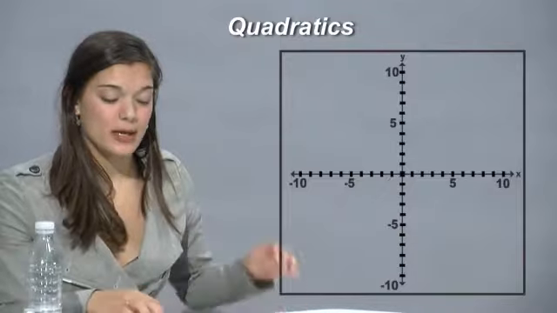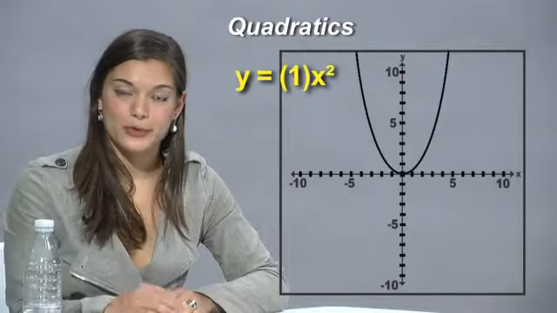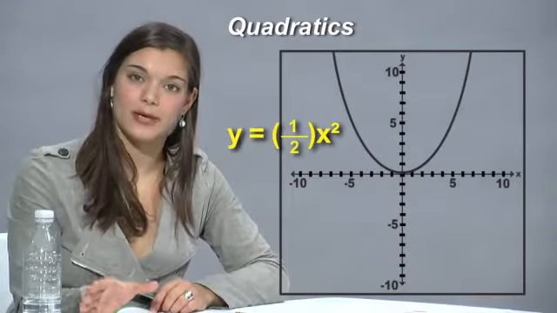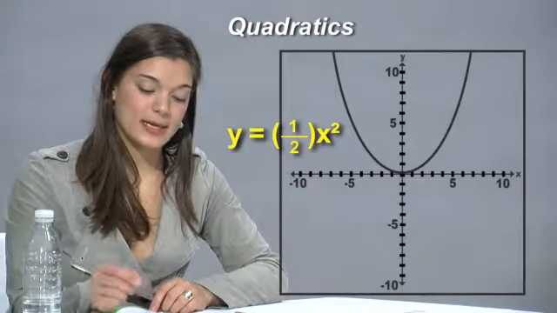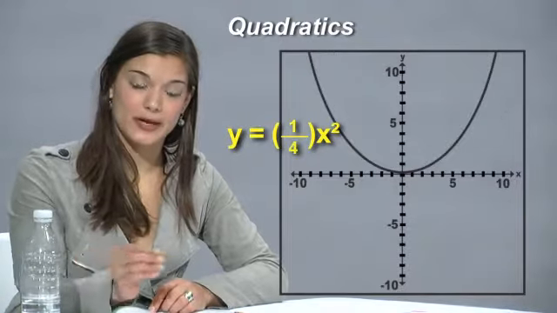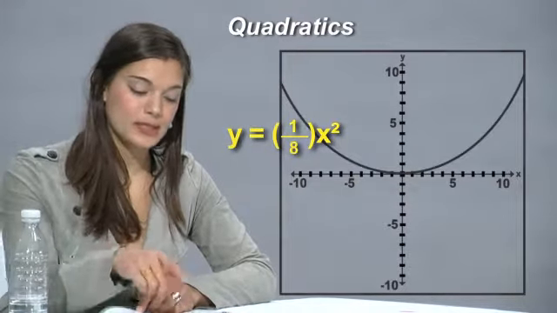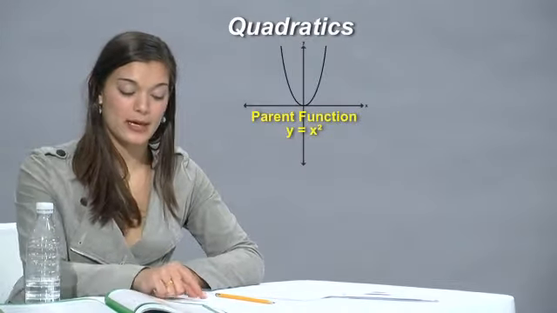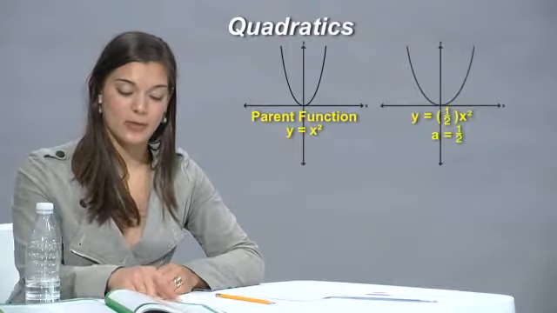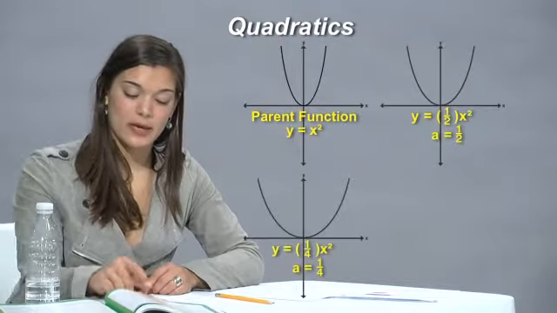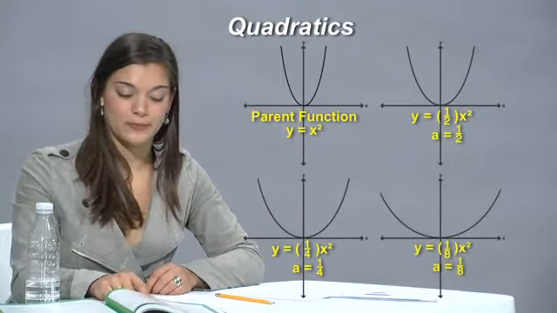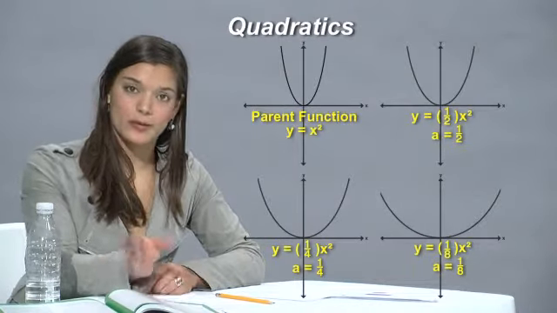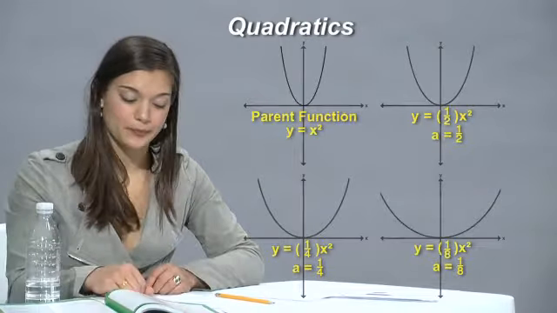Also, if a is less than 1 but greater than 0, which we could also call a fraction, the graph is going to be wider than the parent function. We can see as the fractions get smaller, the graph gets wider and wider. Let's look at the comparison between the parent function, y equals x squared, and y equals a half x squared, y equals a fourth x squared, and y equals an eighth x squared. Those are all between 0 and 1, and the graph gets gradually wider and wider. You can see the progression.